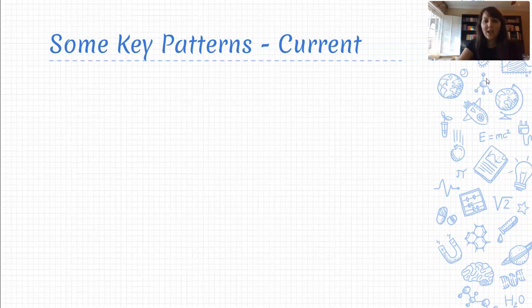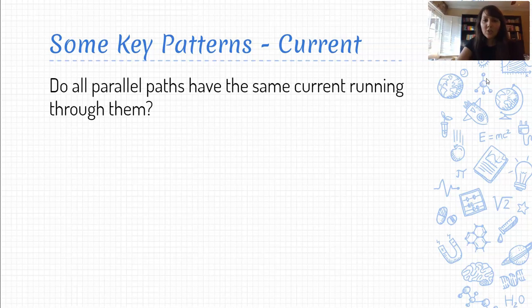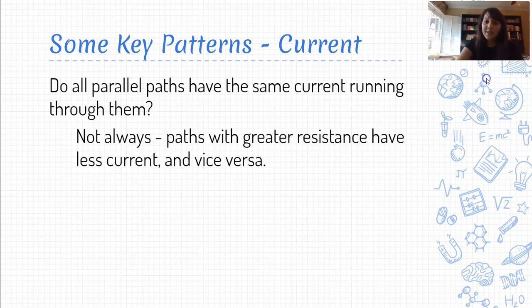So a few key patterns that I hope that you were picking up in the investigation that you did in class. So first question for you is, do all parallel paths always have the same current running through them? The answer is not always. Sometimes, if you have the exact same resistance on two branches, then they're equally desirable to the current and the current will split evenly between them. But we do generally find this pattern that if you have a path with greater resistance, less current is going to go down it, and vice versa. If you have a path with less resistance, it's going to get greater current.